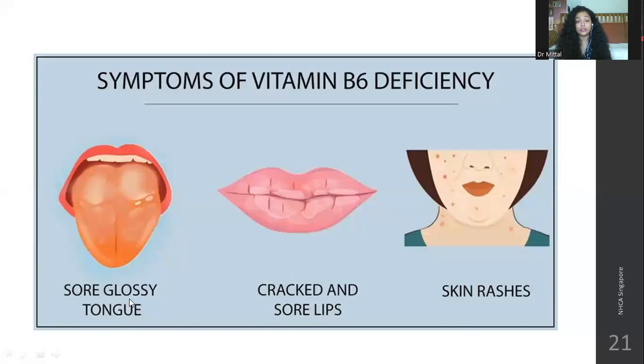And the children who are fed commercial milk formula, not breast milk, also undergo pyridoxine deficiency, and you will see the same kind of depression and irritability in the children who are fed on formula diet, not on breast milk. Even lactating mothers may showcase glossitis, cheilosis kinds of symptoms.